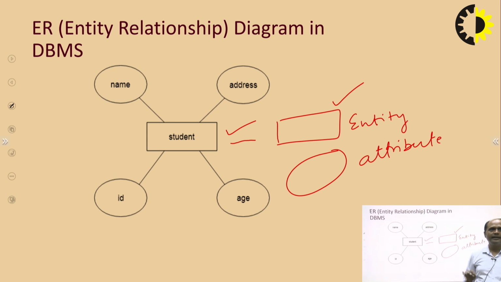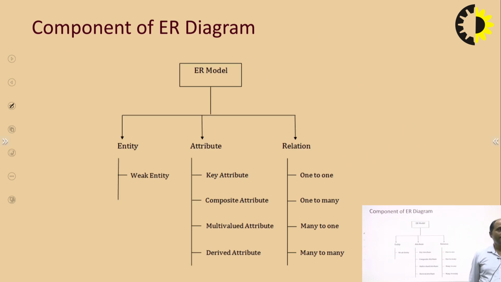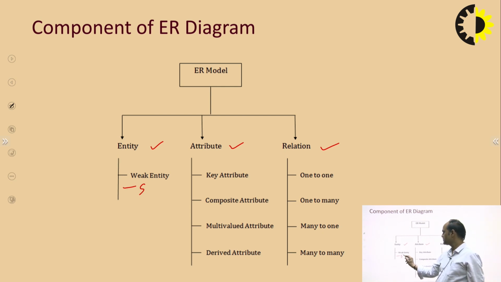If we summarize the components of the ER diagram, we can divide the ER model into entity, attribute and relationship. First of all, we discuss the entity. What is an entity? Something that can exist in the real world is called an entity. Entities are of two types: one is weak entity, another is strong entity.